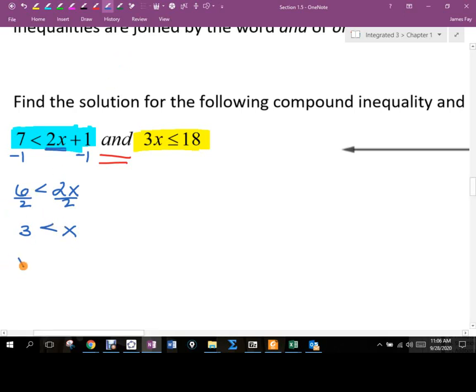If I want to talk about my variable first, I have to say x is greater than 3. Does that make sense? Okay. I like to do that. You're going to see me do that all the time when we solve inequalities and the variable does not show up first. I will rewrite it.